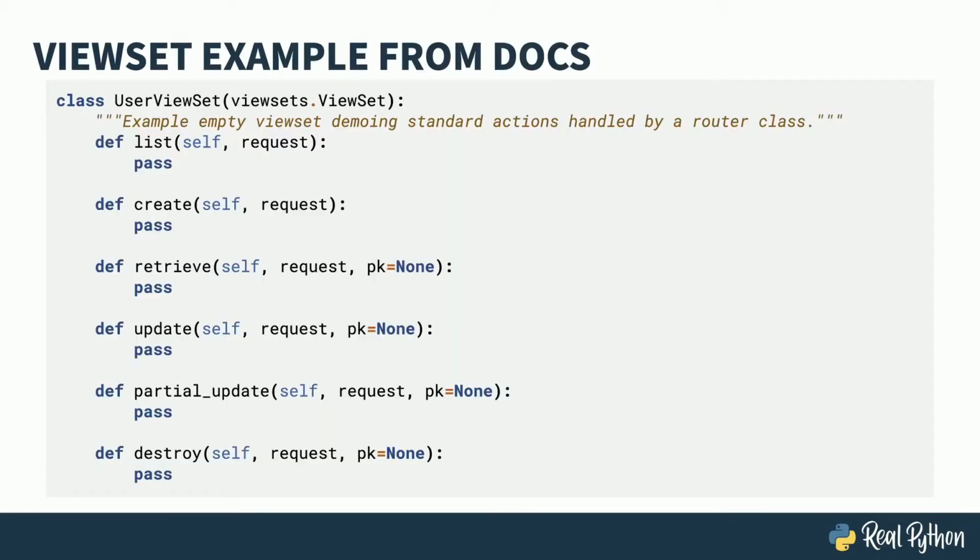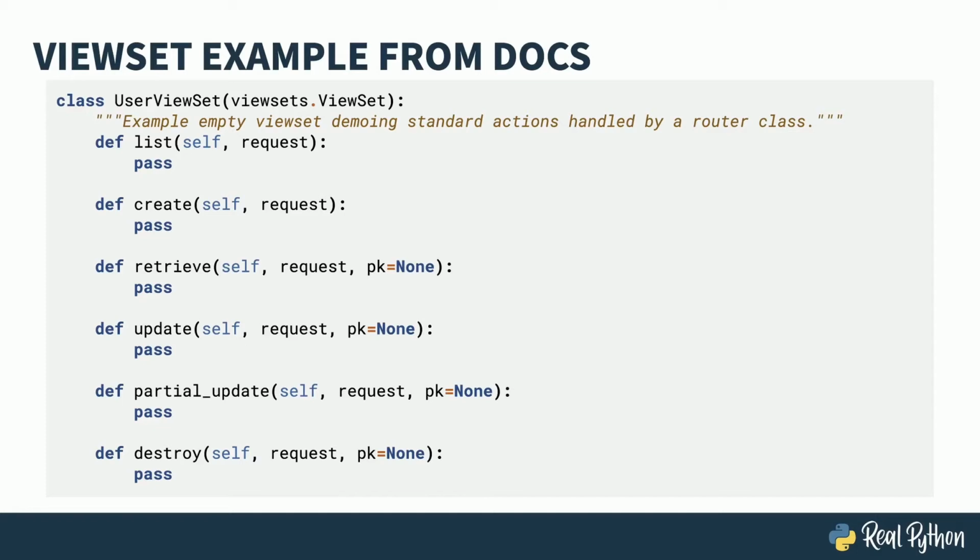Here's an example base view set taken straight out of the DRF docs. As you can see, it declares 6 methods on the view set class: list, create, retrieve, update, partial update, and destroy. List maps to the get method for listing the objects. This would be used to do something similar to the people list view that I showed you in the previous lesson. Create maps to the post, allowing you to create a new object.